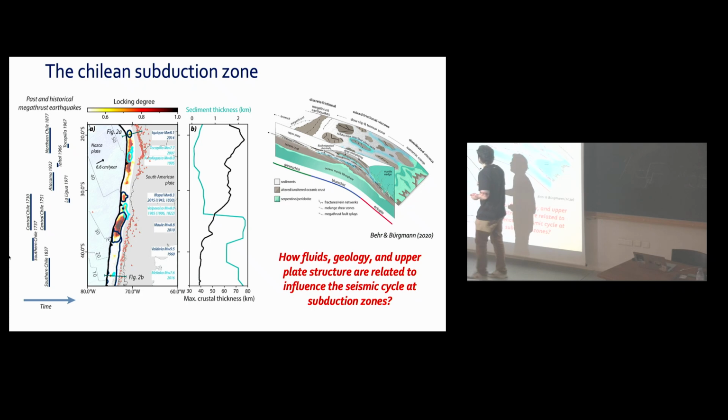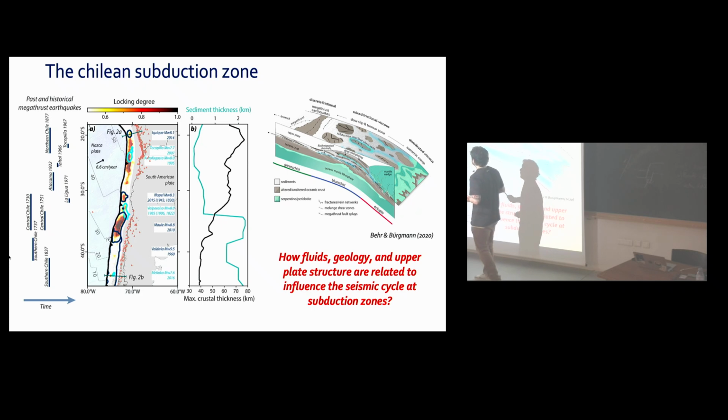Another striking thing is that you may see in this plot that the sediment thickness infilling the trench increases dramatically from north to south. And the maximum crustal thickness also changes dramatically, because here we have the Altiplano Puna Plateau, which is very thick, and then we reach some average values of crustal thickness. Please keep this in mind, because it will be very important in order to constrain the frictional behavior of the plate interface, which will eventually control the seismic behavior.